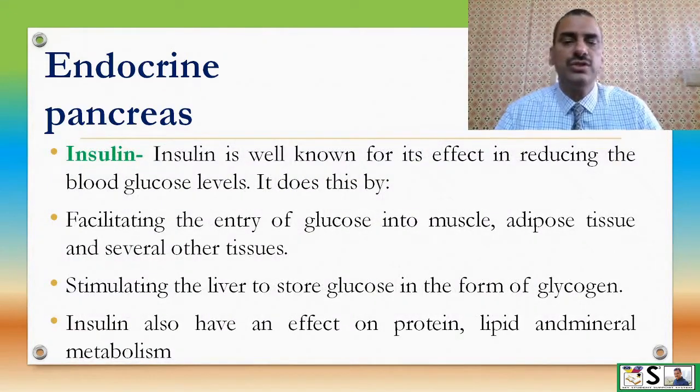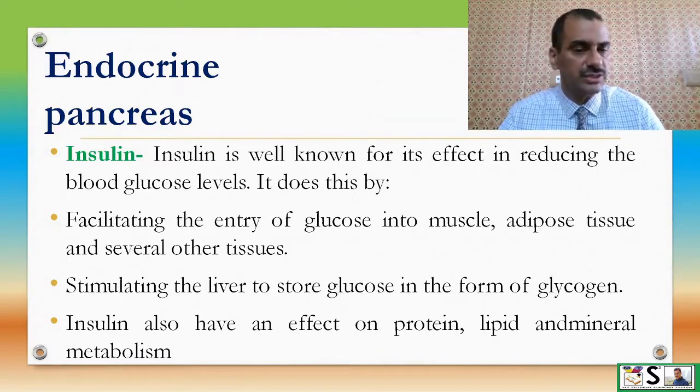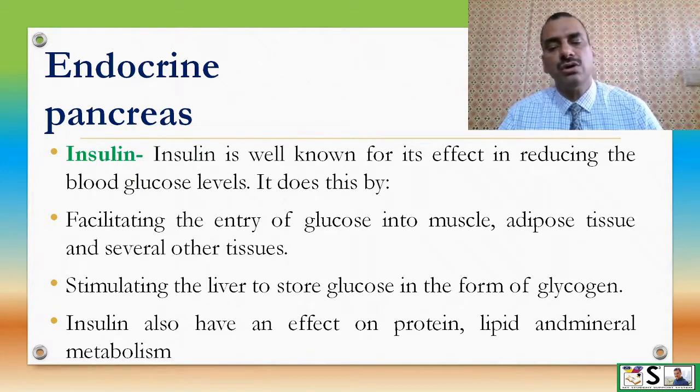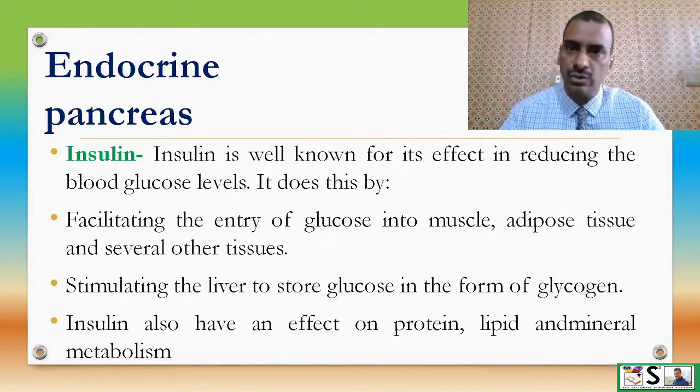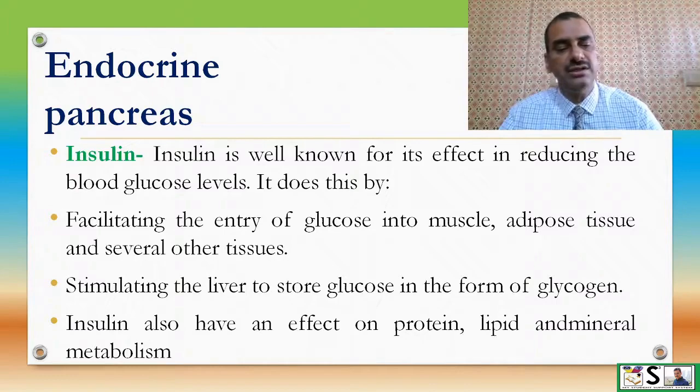Insulin. Insulin is well known for its effect in reducing the blood glucose level. It does this by facilitating entry of glucose into muscles, adipose tissue and several other tissues, and stimulating the liver to store glucose in the form of glycogen. Insulin also has effects on protein, lipid and mineral metabolism.